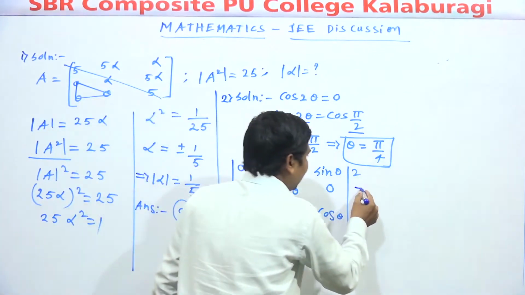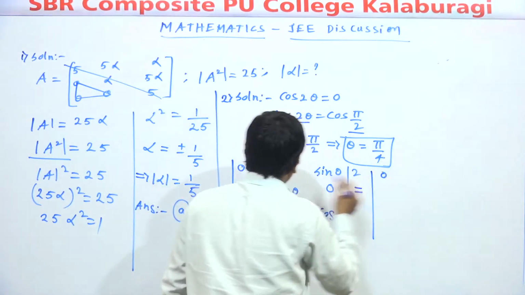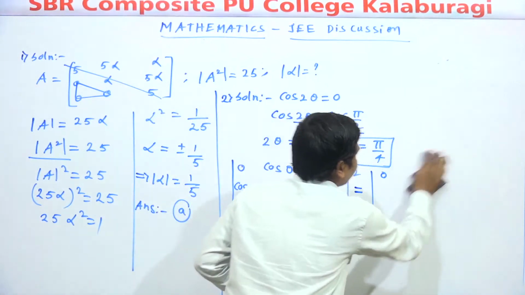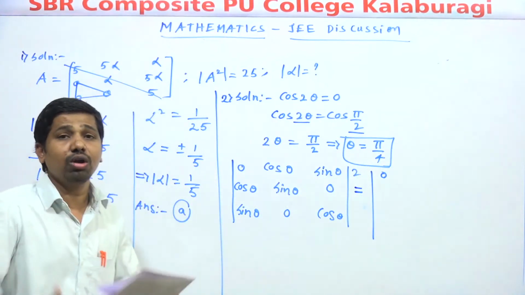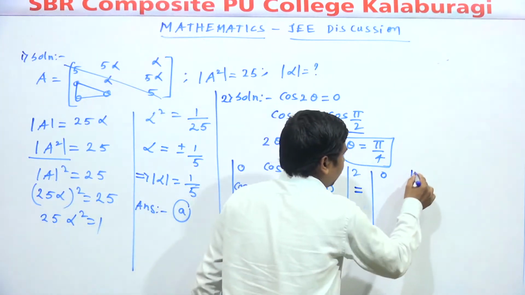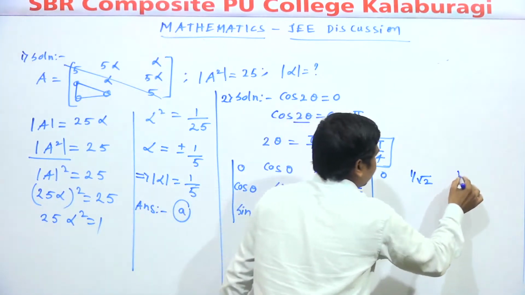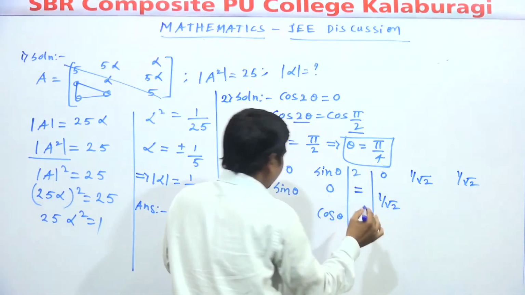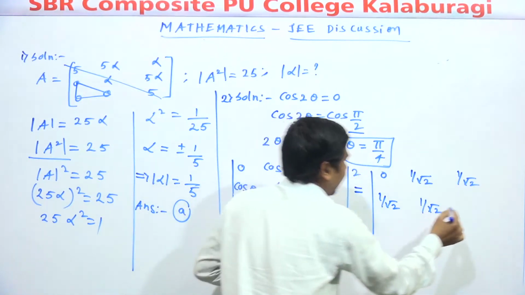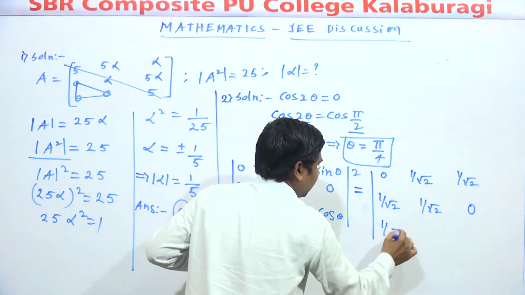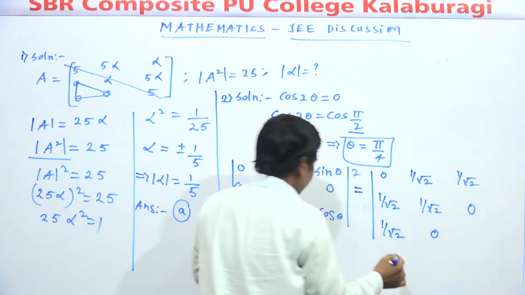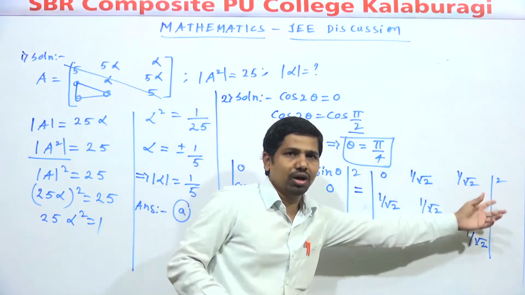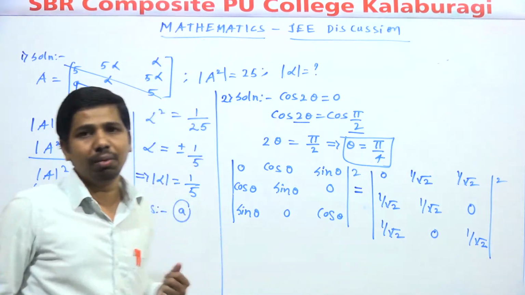So replacing that value, the matrix becomes 0, 1 by root 2, 1 by root 2; 1 by root 2, 1 by root 2, 0; 1 by root 2, 0, 1 by root 2, whole square. It is the determinant squared. Cos of 45 is the same as sin 45, that is 1 by root 2.